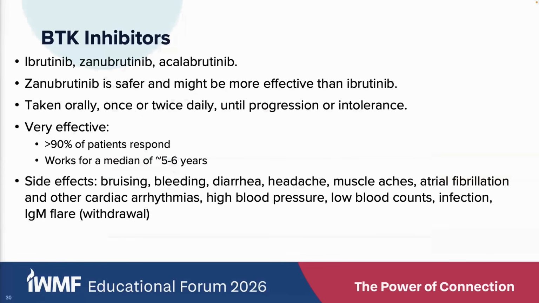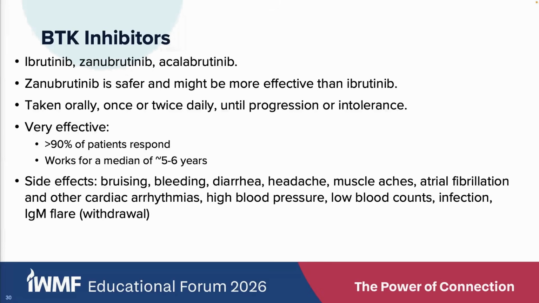So two of the BTK inhibitors are approved in Waldenstrom. The first one is called ibrutinib, and the second one is called zanubrutinib. Acalabrutinib is approved in other types of lymphomas. We don't commonly use it in Waldenstrom, although sometimes I see physicians use it, which is fine. But the preference in general is for zanubrutinib because it's FDA approved and it's safer than ibrutinib. So it's safer than ibrutinib and at least as good.